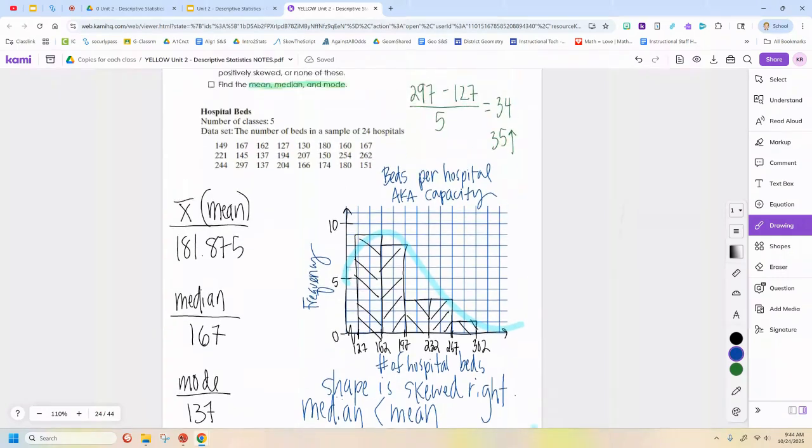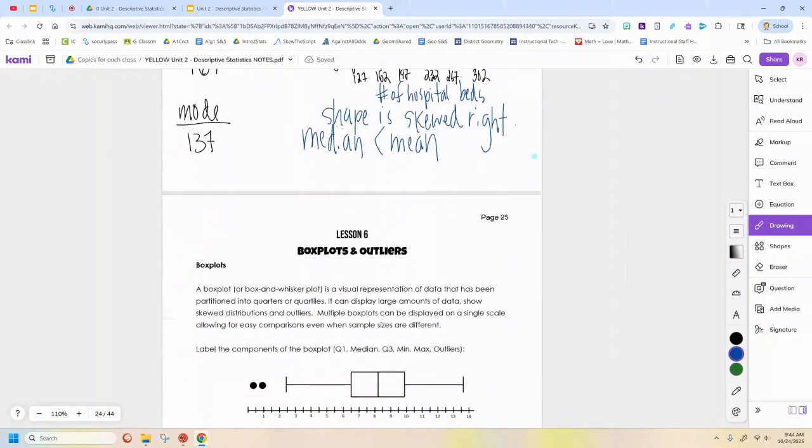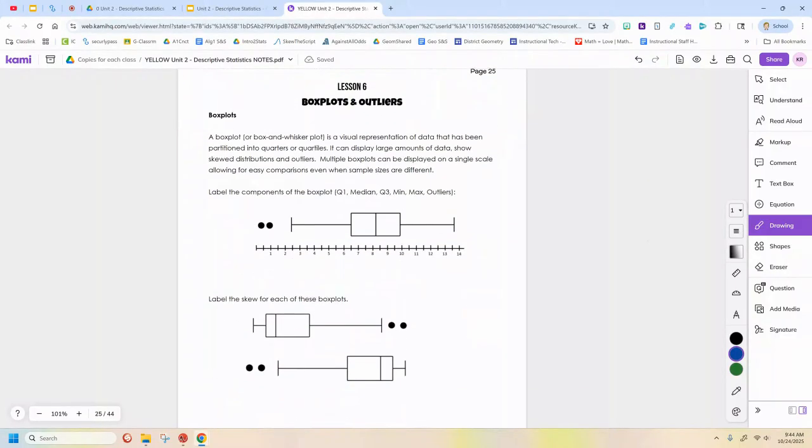Okay, so there's that. So we kind of are starting to pull things together. We're not just getting displays, we're getting words, we're getting more numbers. Yay. All right, so let's go to Boxplots.